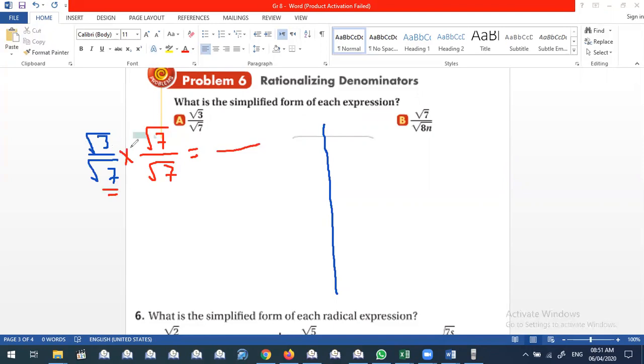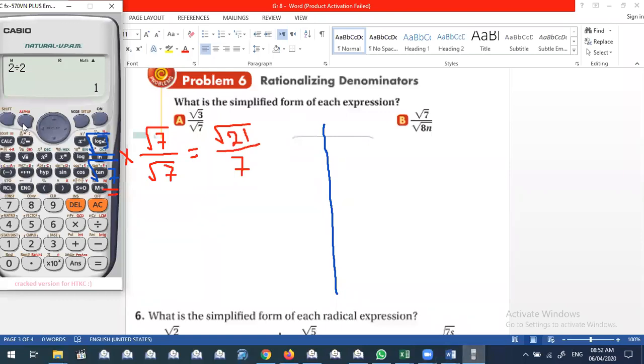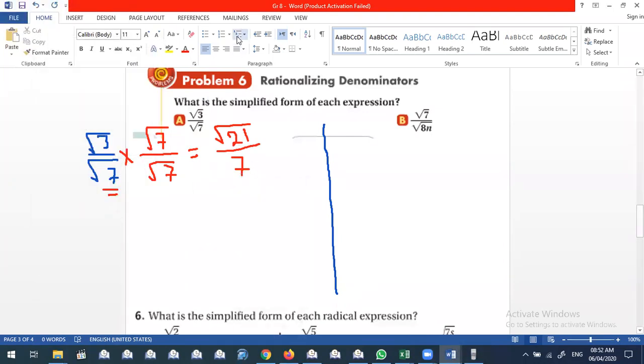Square root 3 times square root 7, the answer is square root 21. Square root 7 times square root 7, it will be 7 without square root. Let's check if we have simplified. Square root 21, square root 21, it will be the same. So this is the answer.